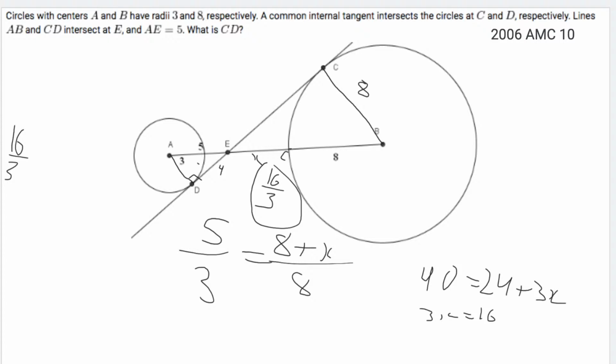So 16 over 3 squared is just 256 over 9 plus 8 squared, which is 64, minus 8 squared, which is 64. And we want the denominator to be 9, so it's easier to simplify this. Actually, I want you guys to try solving this problem now. Just try solving this.